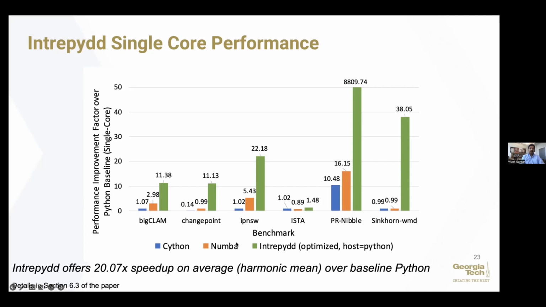Then there's Numba, which is a very interesting and robust JIT compiler for Python. And that's the orange bar. It doesn't have any slowdowns really, but it does have variable speedup. And then there's our Intrepid code where we generate C++ and link it in for those functions, just like I showed you in the Jupyter notebook example.